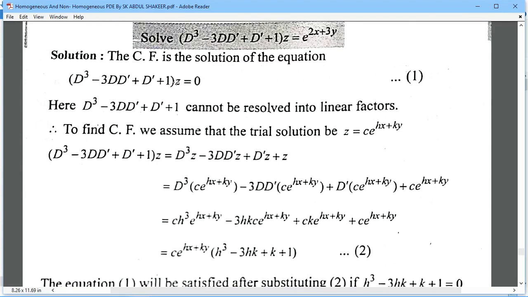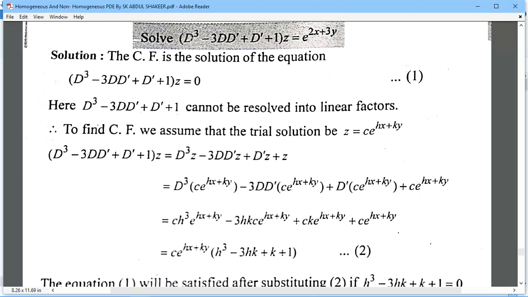Now another problem. The problem is (D^3 - 3D'DD' + D' + 1) z = e^(2x+3y). So clearly here we can observe the partial derivatives do not have the same order.